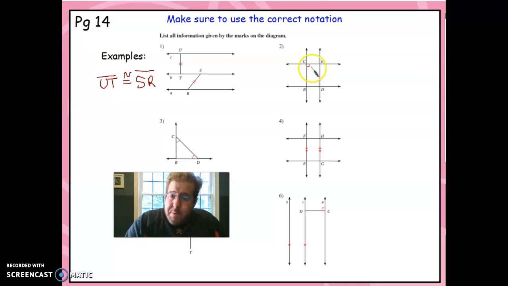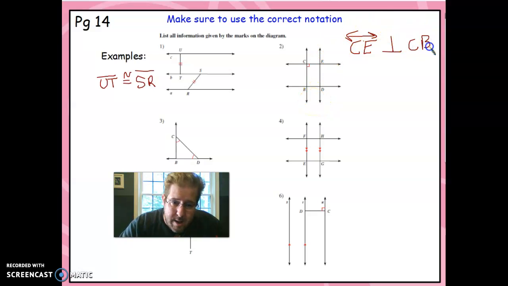Question number 2, the information they give us is this right angle. Now, what does that right angle tell us? That tells us that line CE is perpendicular. That's the symbol for perpendicular. So you just have to remember all those notations that we've done in the last 2 videos to line CB.